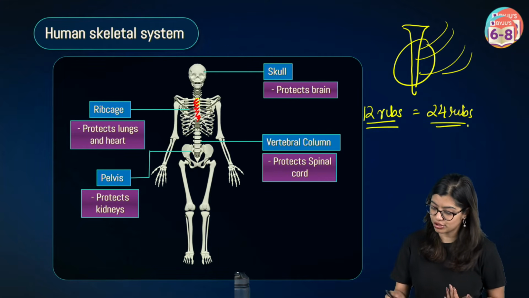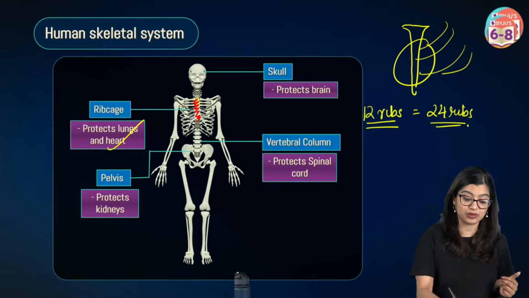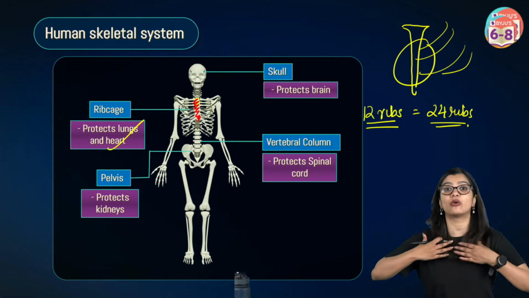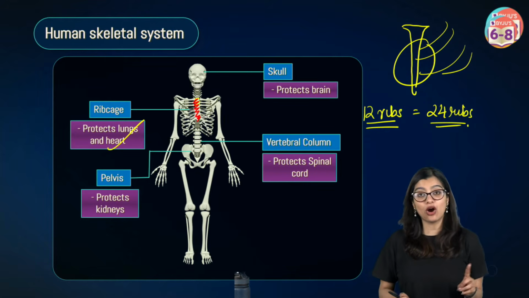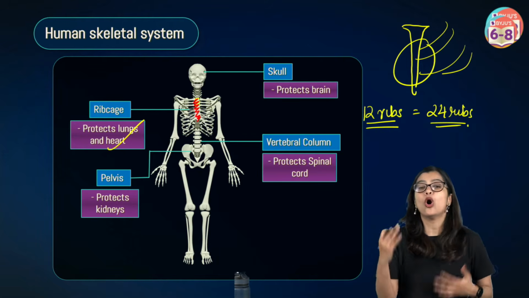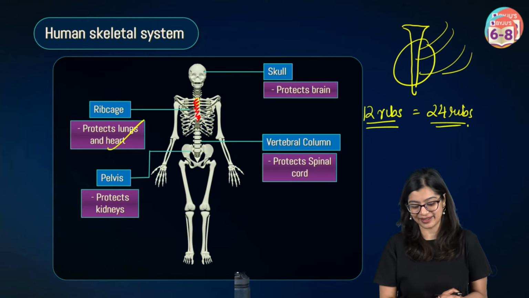So what is the function of the rib cage? One of the primary functions is that it helps in protecting important organs like the heart and the lungs, which are found in the chest region. Along with this, the muscles found in between the rib cage also help us with the process of breathing, which we will of course learn in our higher grades.